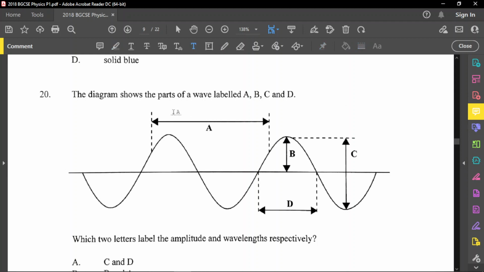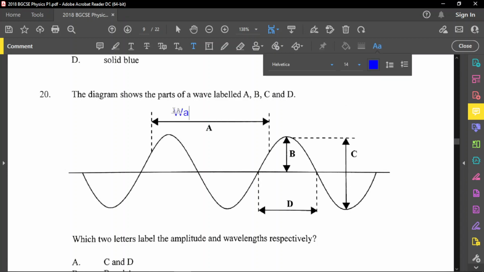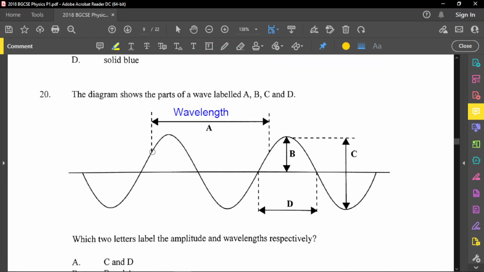A, we're sure that A is the wavelength, right? Now remember what wavelength is. We talked about that before. Wavelength is really the distance between two equal consecutive points on a wave. So this point that I'm highlighting is equal to this point right here. Notice where it starts on the crest, the rising of the crest. It ends at the same point on the consecutive crest as well.